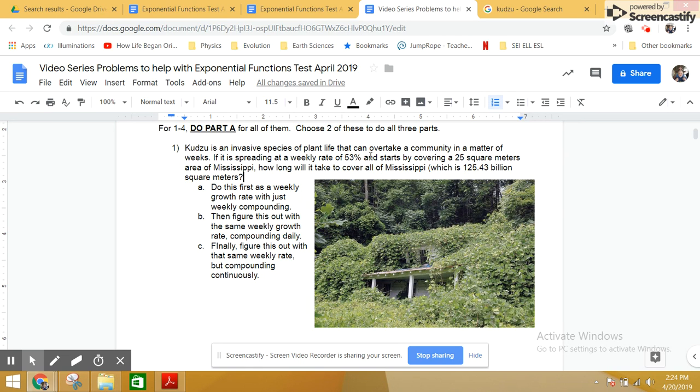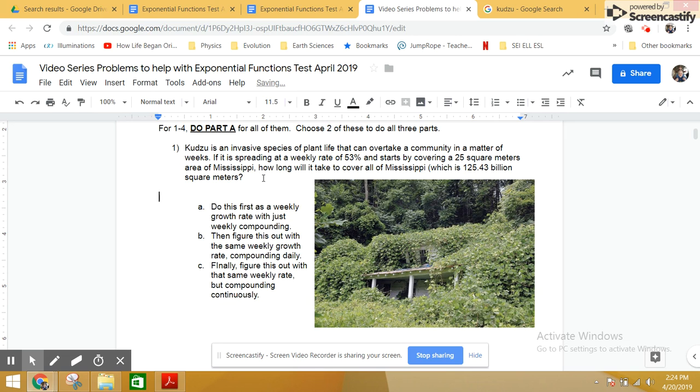Now we know it's a growth rate, so our growth rate can't be just 0.53 because that would be decay. We know it's exponentially growing. Actually, I didn't state that in the problem, but things that are living biological systems tend to grow in an exponential way. So let's start off, though, by setting up the parts of the function.